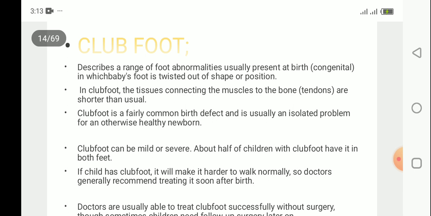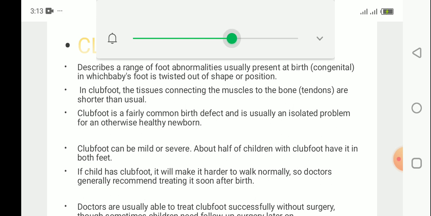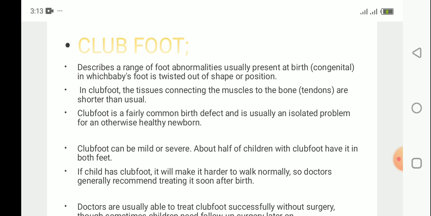This clubfoot can be mild or severe, and about half of the children with clubfoot have it in both feet. If the child has clubfoot, it may make it harder to walk normally, and there is a difference in the gait when running and walking. The doctors are usually able to treat clubfoot, and most cases are successfully treated even without surgery.